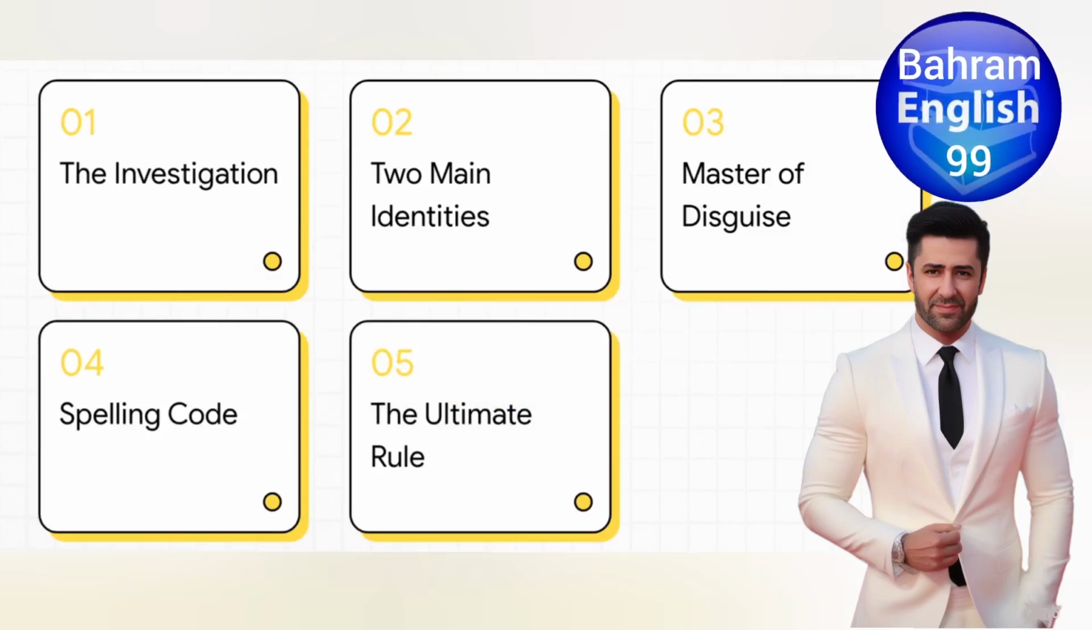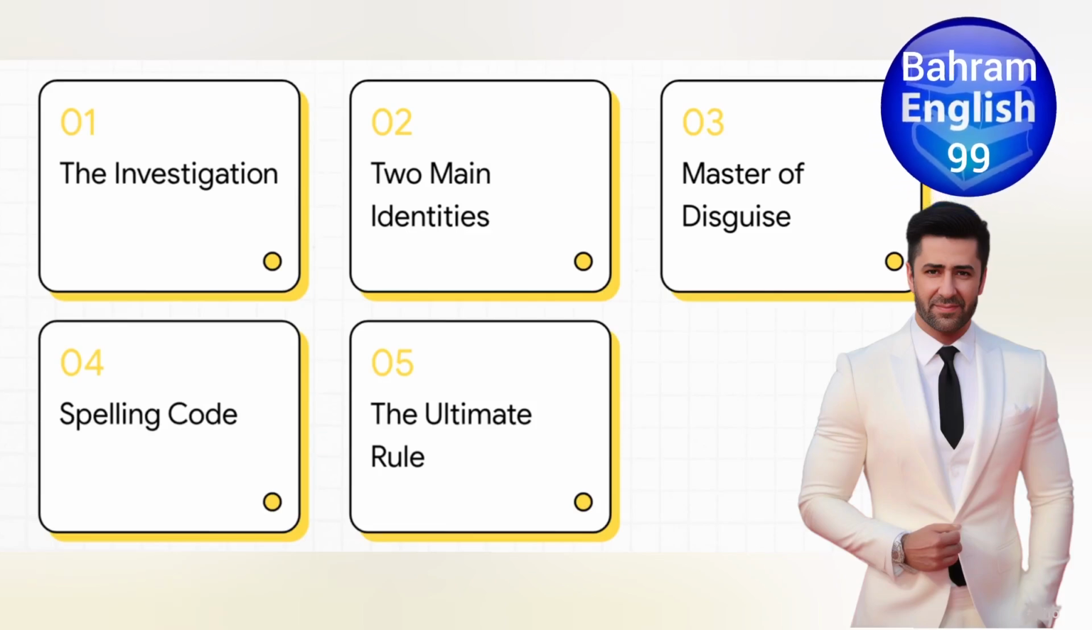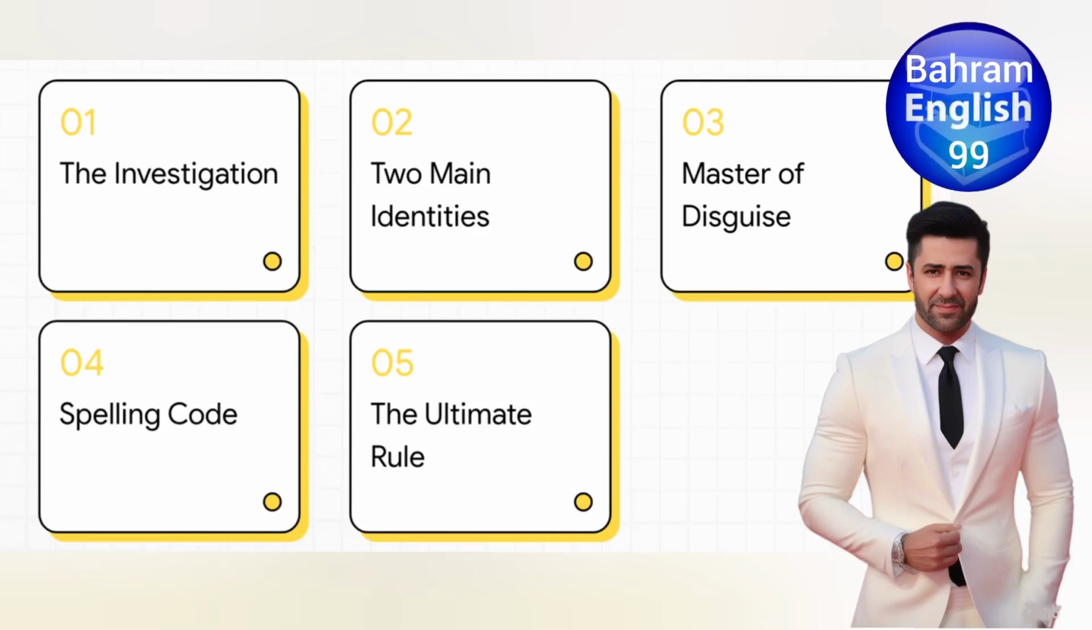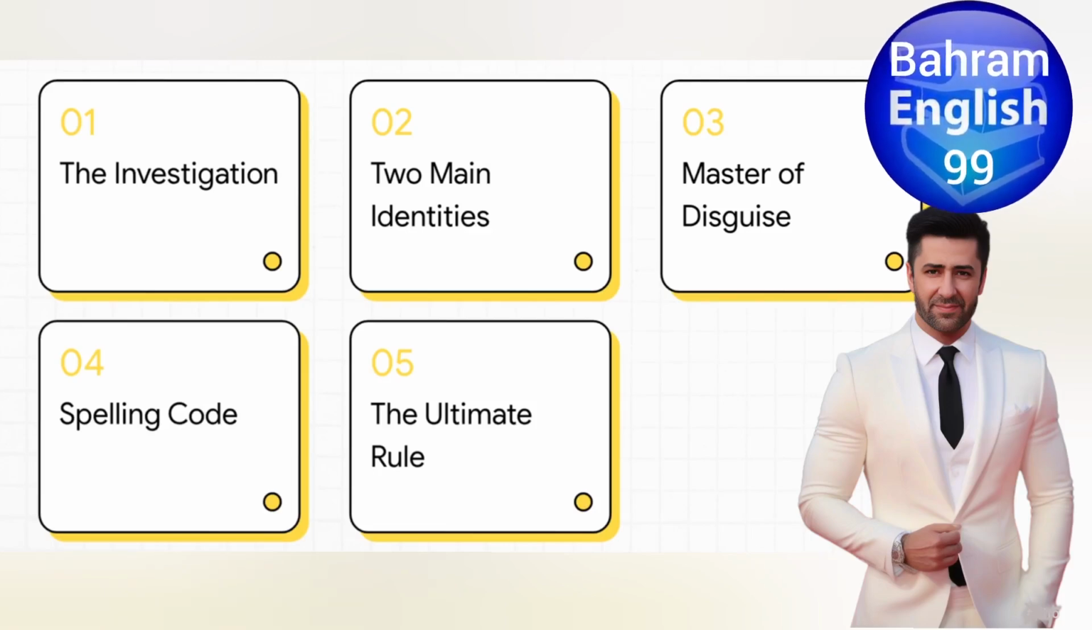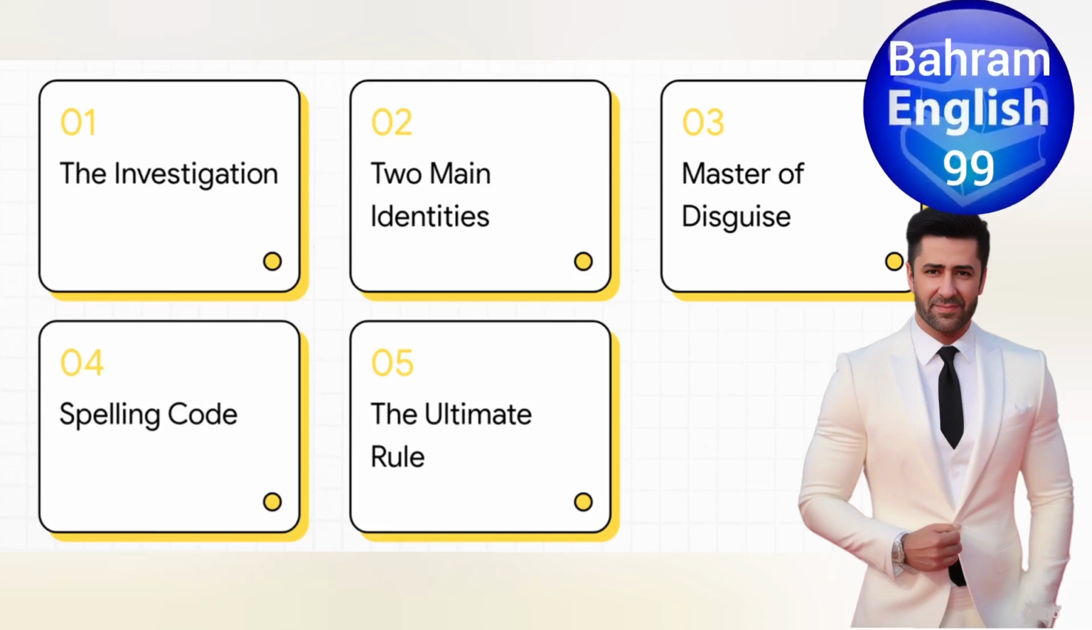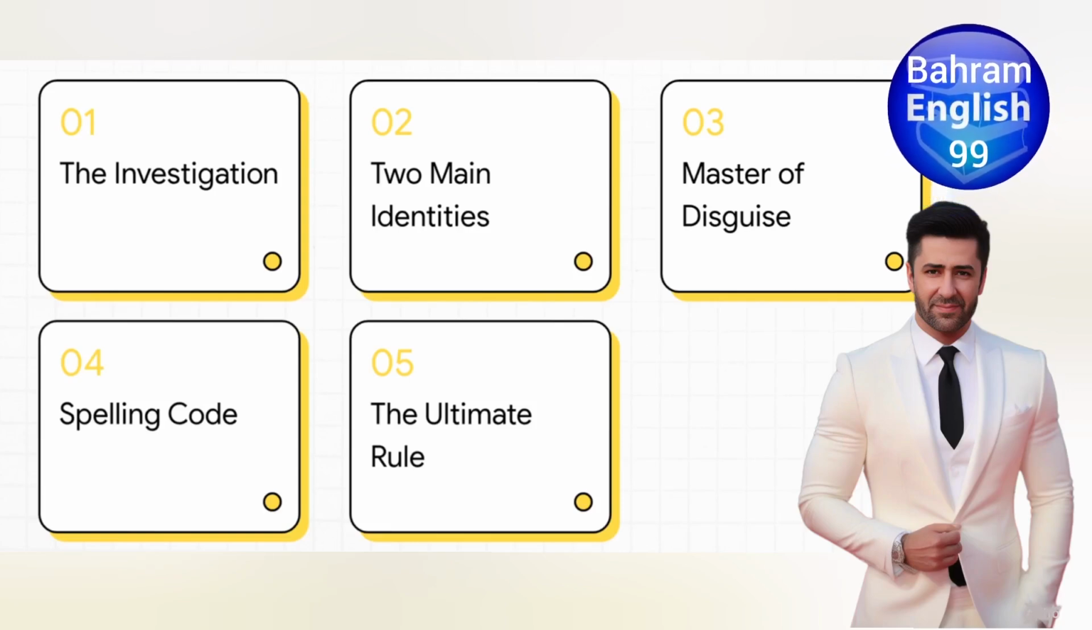So here's our game plan. Here's the roadmap for today. We're going to start with the two main sounds of I, its main identities. Then we'll explore its other disguises. After that, we're going to crack the spelling code with some really useful patterns. And finally, I'll reveal the ultimate rule for getting its pronunciation right. So let's get into it.